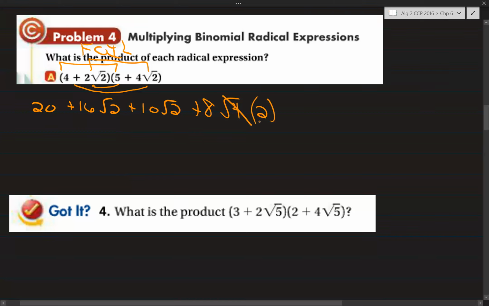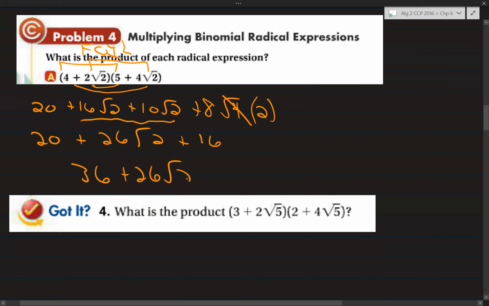So that means I have 20. We got like terms in the middle. So plus 26 root 2 plus 8 times 2 is 16. So I have like terms one more time. 36 plus 26 square root 2. So we're combining that multiplication from the beginning of the chapter with the addition now when we start to FOIL.